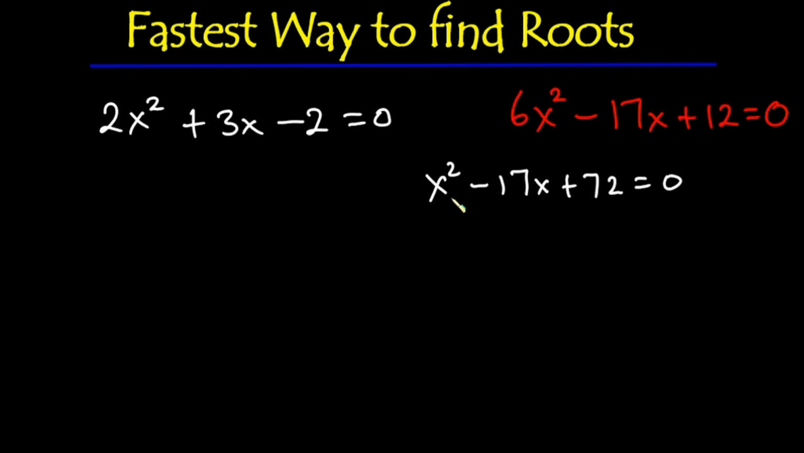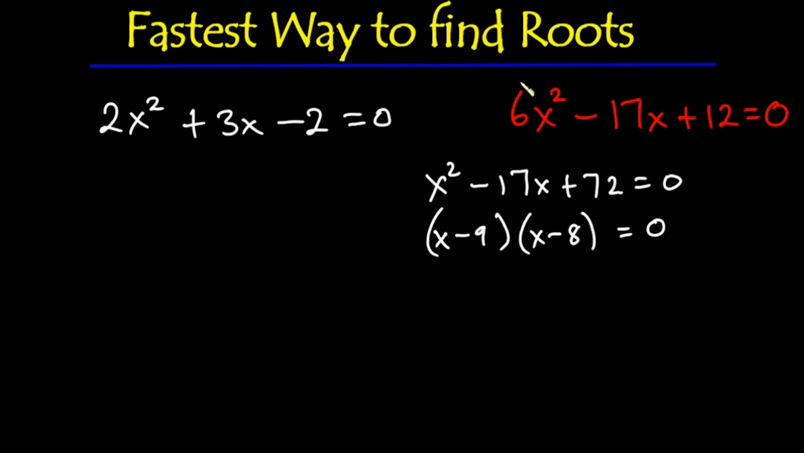Now we have a quadratic equation, so we'll end up getting two factors of which their product is equal to 0. Now you ask yourself, what times what will give you x squared? You can have x times x. Then you look for two values that when you multiply them, you'll be getting +72, but when you sum them up, you'll be getting -17. And the factors are -9 and -8.